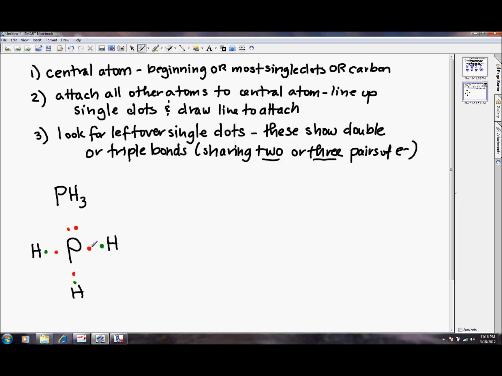Okay, and then I'm literally just going to connect them together. Do not forget this step. Okay, so now I have a little model, if you will, of phosphorus trihydride. Okay? This here on the phosphorus is the pair. You can't attach an atom here, except under very, very special circumstances I'll talk about in just a minute.